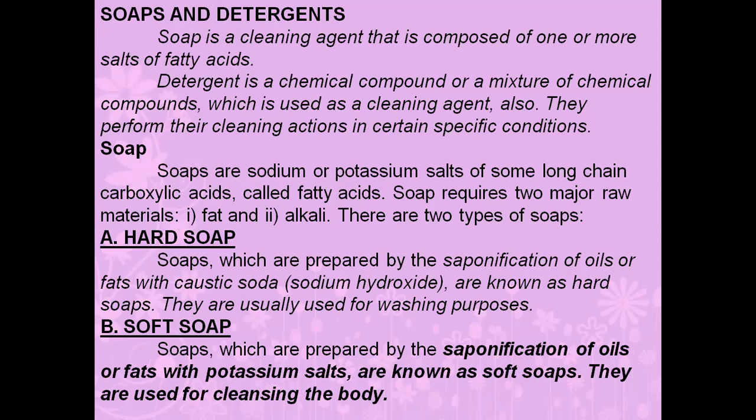Okay, so this soap is used for washing clothes, utensils, floor, etc. So this is the difference between the hard soap and soft soap. This is the difference between the components. Hard soap uses caustic soda, sodium hydroxide, but soft soap is used as the potassium salt.